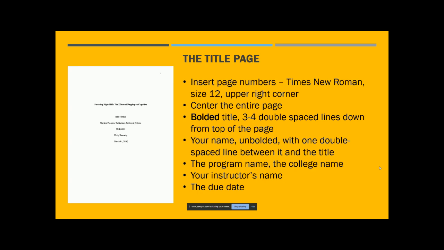Next line is the program and the college, and then below that, the class you're taking, and then below that, your teacher and any relevant credentials. I didn't look up Holly's credentials for this, but you would have to do that. And then below there, just the due date.